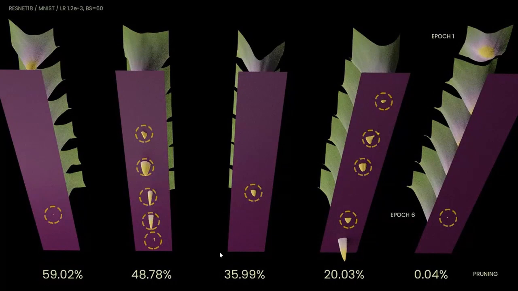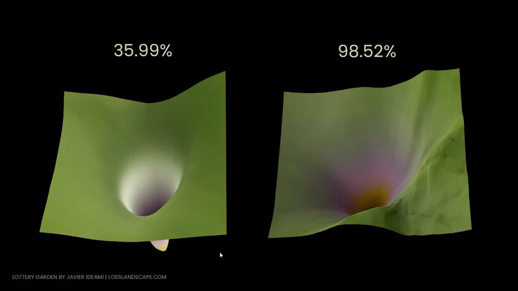And by the way, the six landscapes on each column represent six epochs. Okay, so basically I'm running six epochs at different pruning levels. Now, up to 80%, the loss landscape is very well behaved, is very smooth, and is very similar to the loss landscape of the original network.